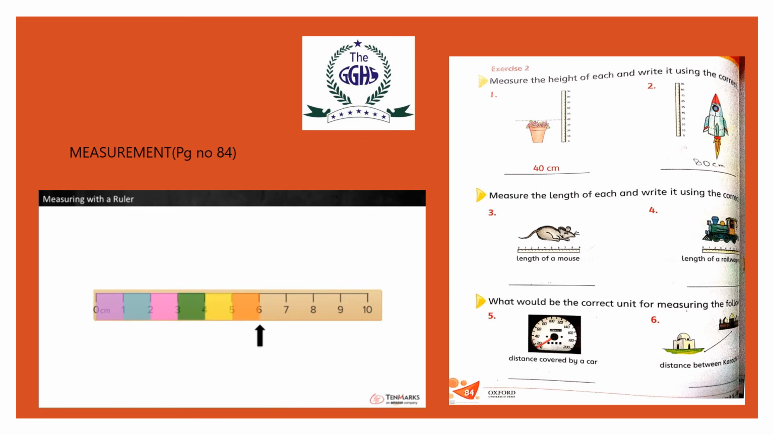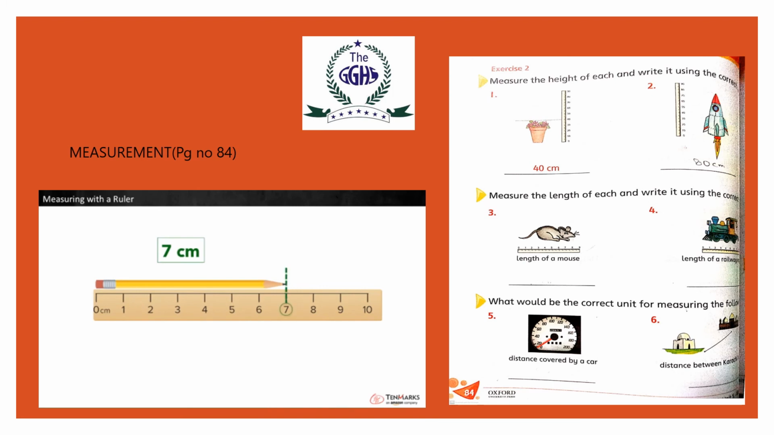To measure an object, you find out how many centimeters long it is, or how many 1 centimeter spaces it covers. Here is a pencil. If we line up one end of the pencil with 0, we can count how many spaces it covers from there. 1, 2, 3, 4, 5, 6, 7. So the pencil is 7 centimeters long.